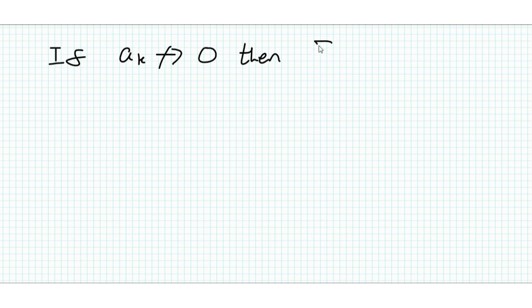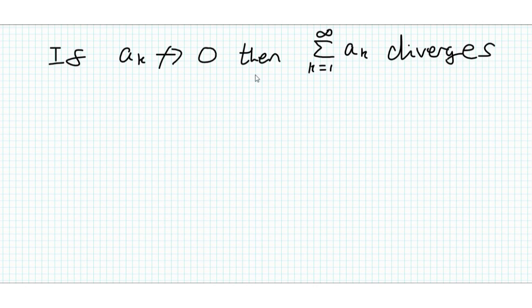Okay, so in the last part of this video we're just going to introduce a theorem, and this is called the divergence test. So if the terms in a sequence ak do not converge to 0, then we can say that the sum from k equals 1 to infinity of ak diverges, meaning it does not converge to a limit.